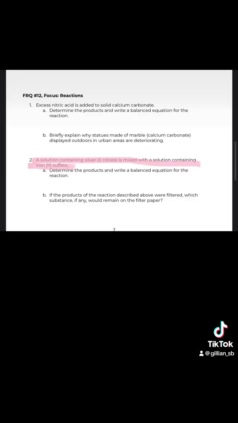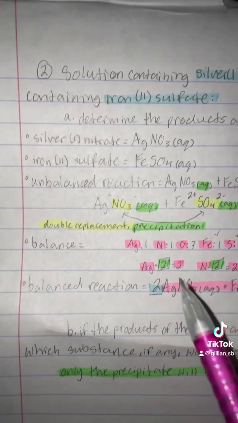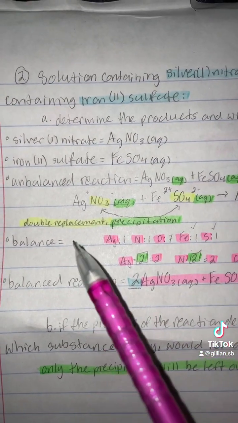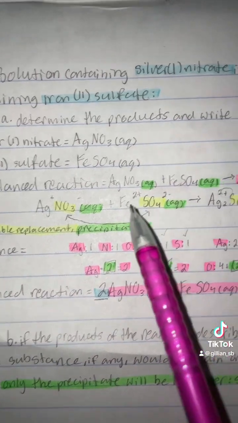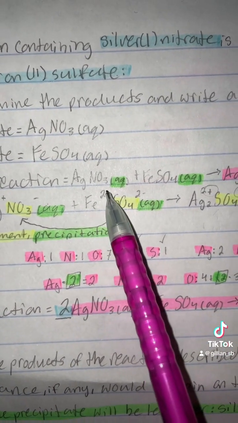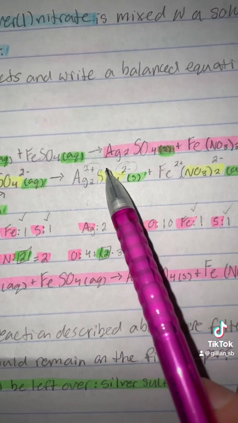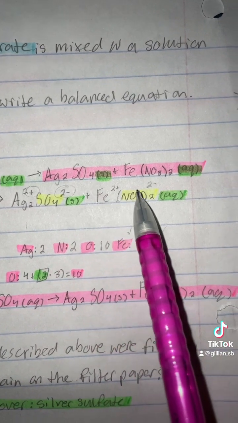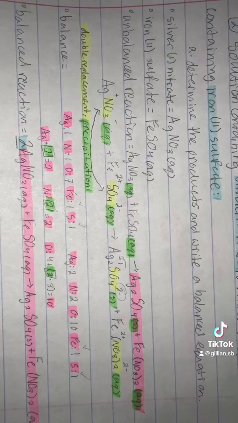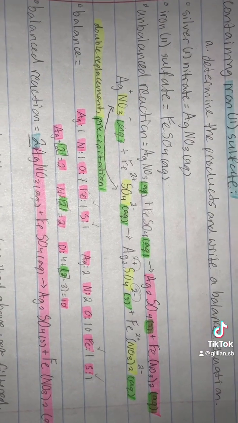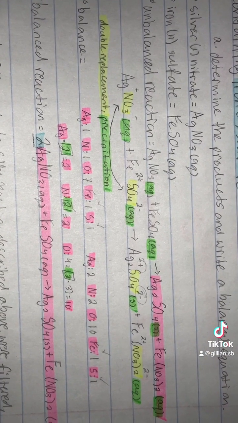Then for the second question, that is asking to determine the products and write a balanced reaction again, but this time for a solution that contains silver 1 nitrate that is mixed with a solution containing iron 2 sulfate. And so this is the same as the first part of the first problem. So first we're going to write our unbalanced reaction, which is just AgNO3, or silver nitrate, plus FeSO4 will turn into Ag2SO4 plus FeNO3. So now that we have our full unbalanced reaction, we need to see how many of each element is on each side.